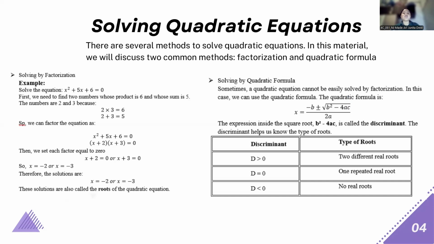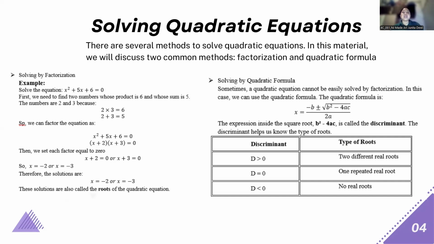If the discriminant is greater than 0, the equation has two different real roots. If the discriminant is equal to 0, the equation has one repeated real root. If the discriminant is less than 0, the equation has no real roots. So the discriminant is important because it gives information about the solution before we solve the equation completely.